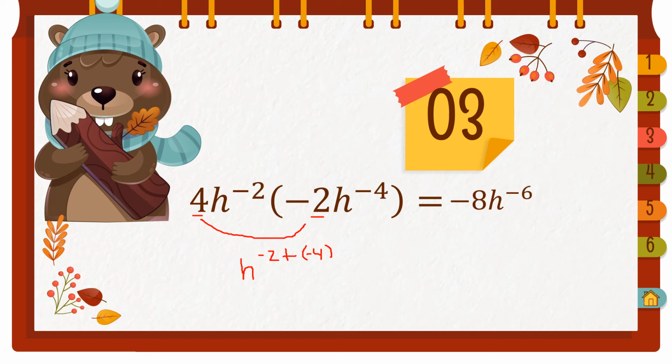O, negative 6 ulit ang exponent. Anong gagawin? Magiging negative 8 times 1 all over h raised to the 6th power. And then, final answer, that is negative 8 all over h raised to 6. Number 4.